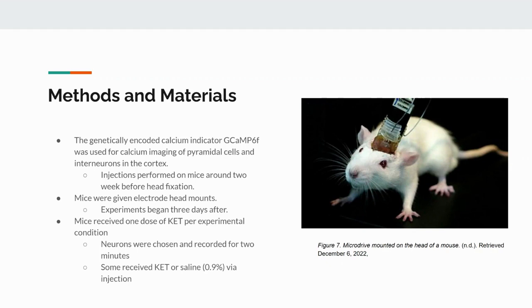The injections were performed in 1.5-month-old mice, who were subsequently prepared for head fixation and imaging after 2 weeks of AAV expression. Mice were put under anesthesia and were given head mounts, and after 3 days of rest, the experiments began. Each mouse was given 1 dose of ketamine per experimental condition. They could have received ketamine in amounts of 10, 50, 100, and 150 micrograms, or they could have received saline instead. All doses were delivered via a single injection. The neurons chosen were each examined for 2 minutes.